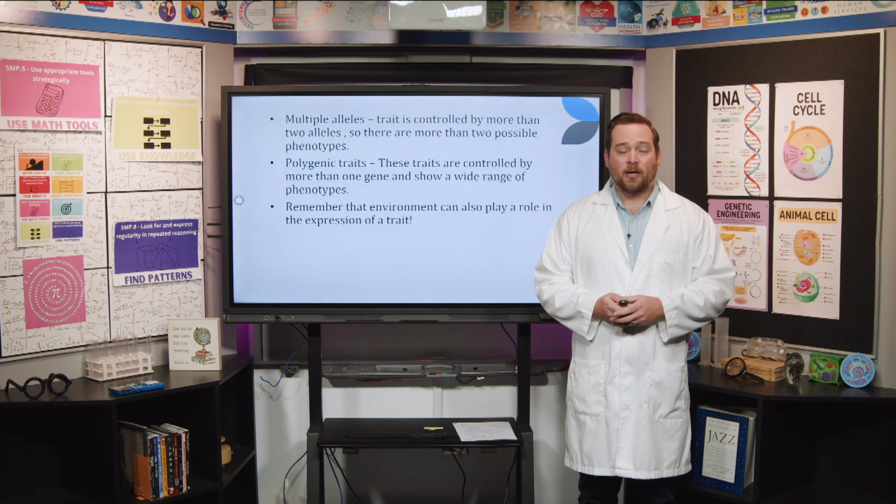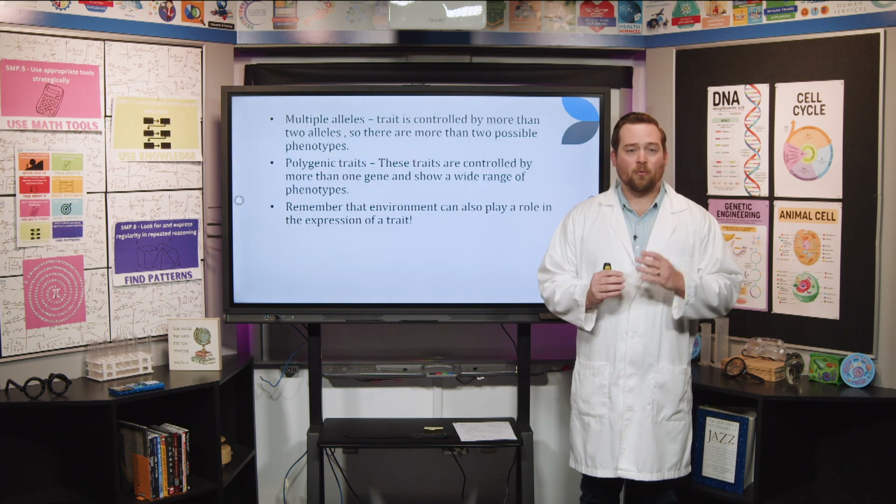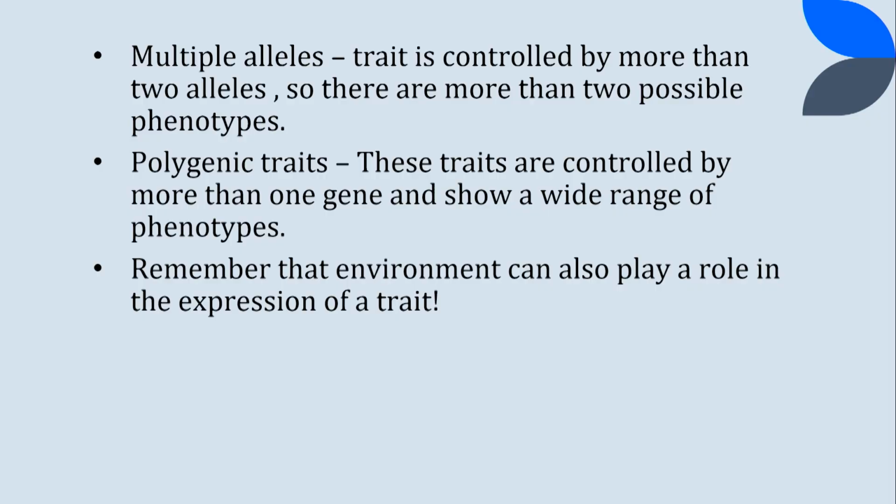First of all, I wanted to draw your attention to the board up here. What we're looking at is something called multiple alleles. If a trait is controlled by more than two alleles, there are a lot of possible phenotypes. An example of this that I'll show you in just a second is human blood typing.